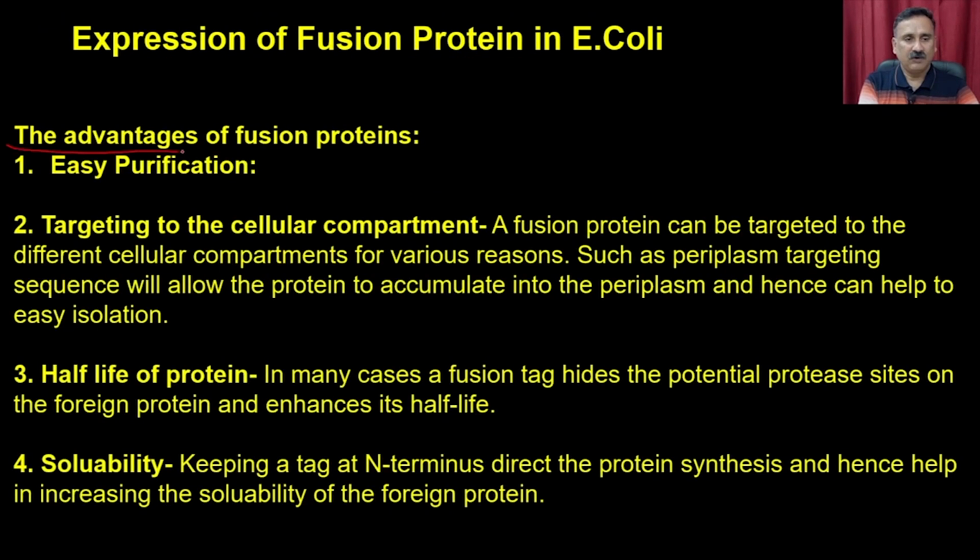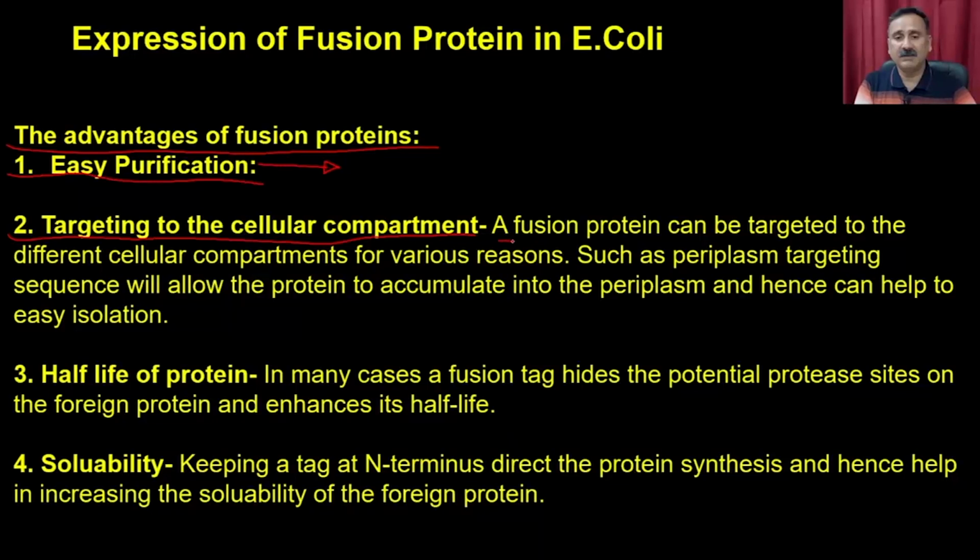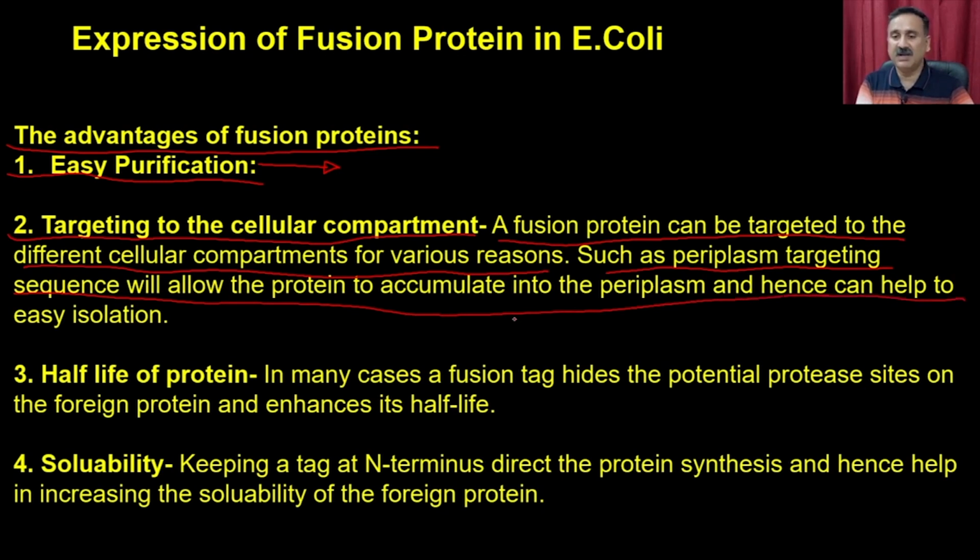The advantage of the fusion proteins is that it makes purification easy. You might have seen that with the help of affinity purification, it can be a single-step purification. Sometimes tags are put so that you can target a protein into a particular compartment. So a fusion protein can be targeted to different cellular compartments for various reasons, such as periplasm targeting sequences, which will allow the protein to accumulate in the periplasm and hence help in easy isolation.